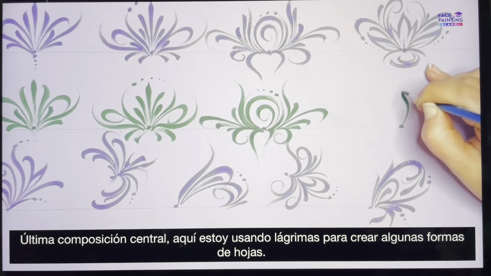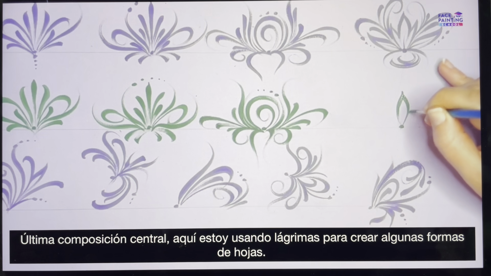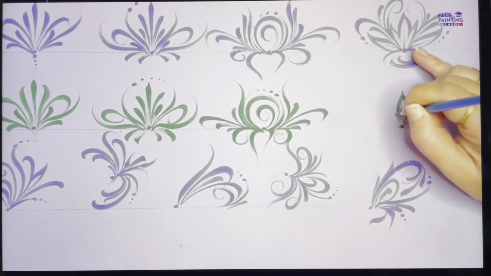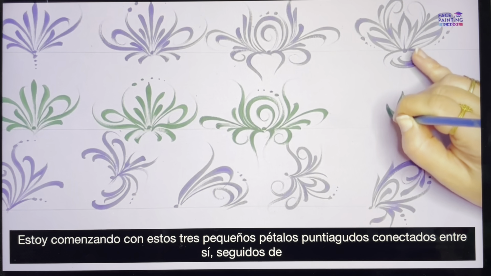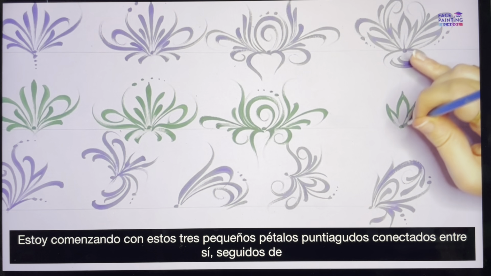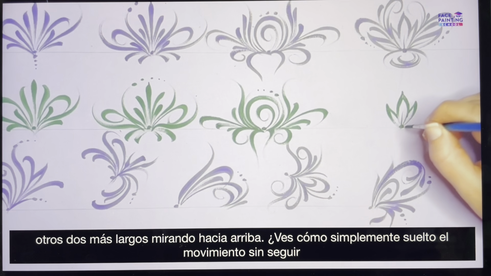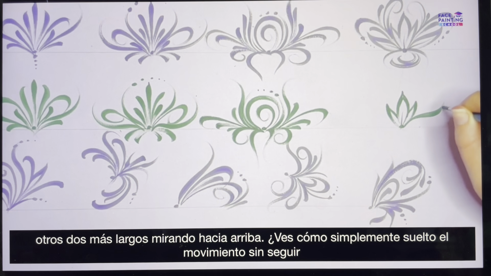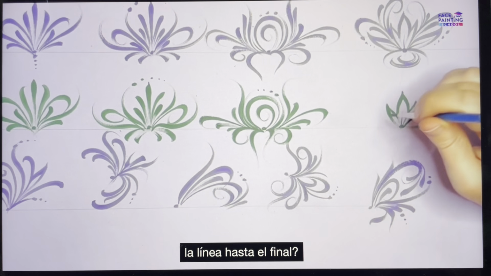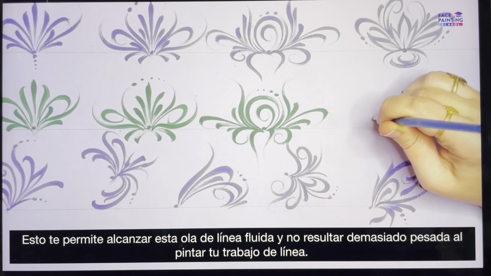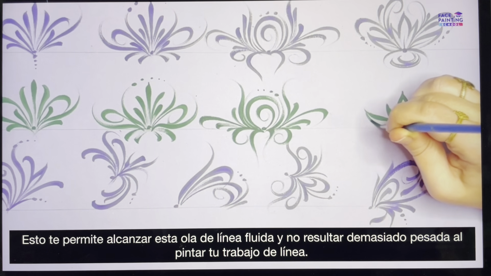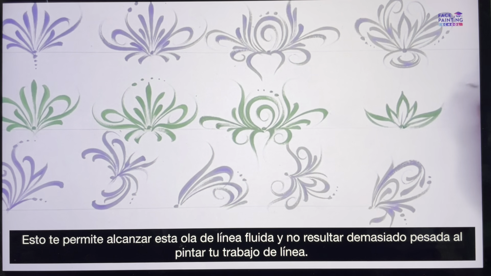Last central composition, here I'm using teardrops to create some leaves shapes. I'm starting with these three little pointy petals connected to each other, followed by these other two longer ones facing upwards. See how I just released the movement out without following the line till the end? This permits you to reach this flowy line wave and not result too heavy when painting your line work.